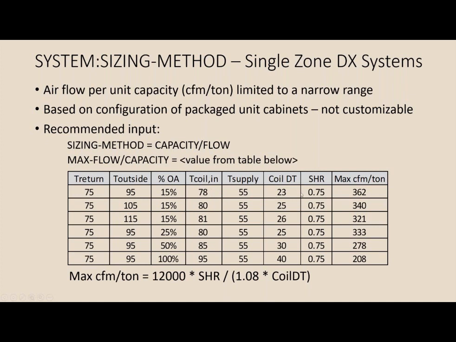And you can see that the temperature entering the coil depends on both percent outside air and outside temperature. And if you have either a high outside temperature or a high percent outside air, that's going to require a lower CFM per ton, or basically more tons of cooling per unit airflow.